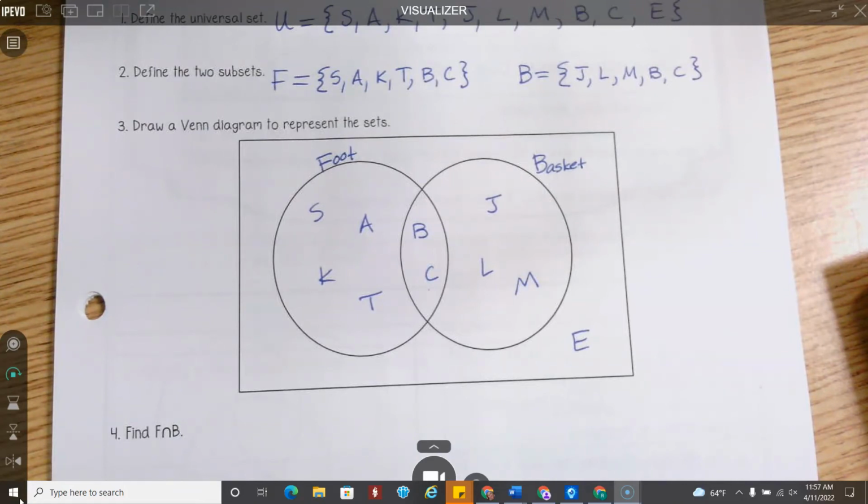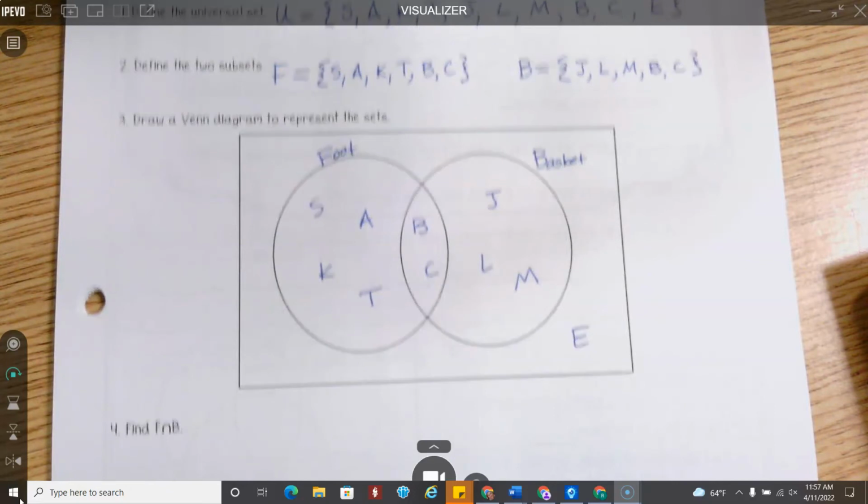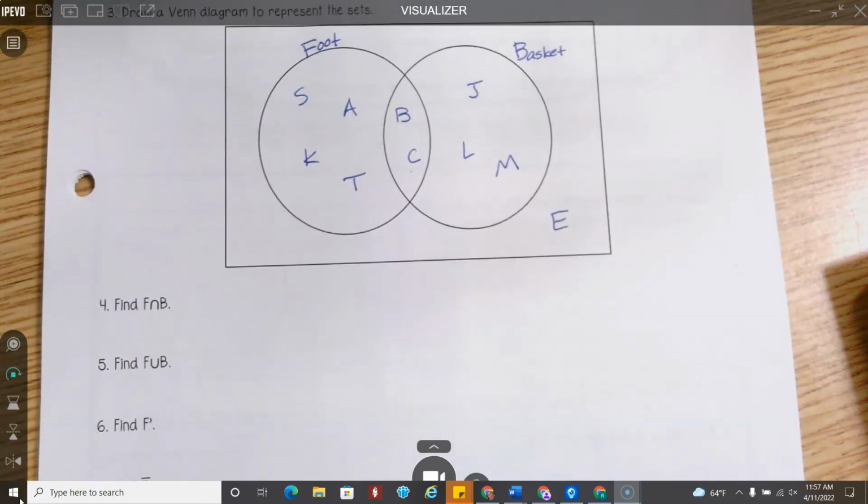Now, what I want you to look at is numbers 4 and 5, and go ahead and try those two. And then as soon as you've done 4 and 5, jump down to 8 and 9 because they go with 4 and 5 very nicely.